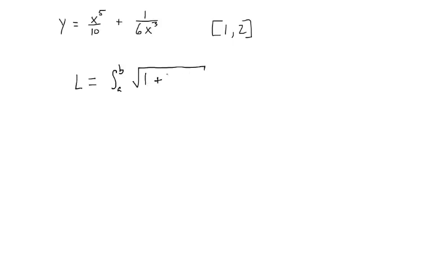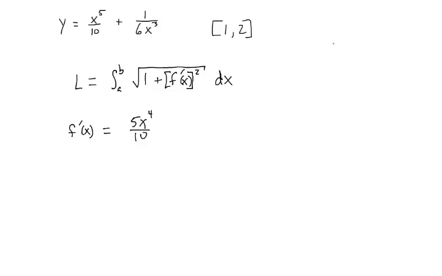1 plus f prime of x squared dx. So what I like to do is I like to calculate 1 plus f prime of x squared and then plug everything in. So the first thing that I'm going to do is find f prime of x. So f prime of x is equal to 5 x to the fourth over 10.